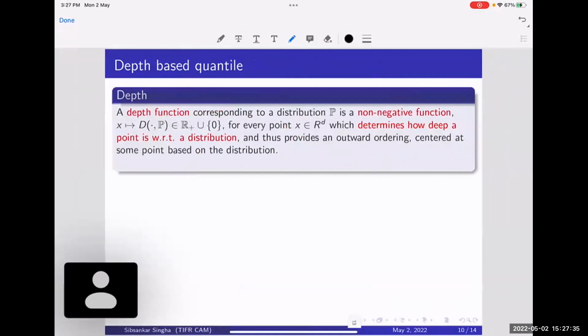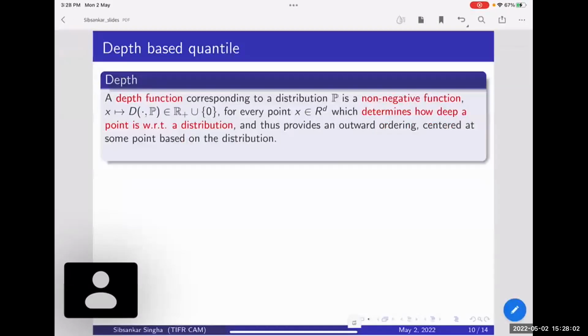Okay, now we'll be talking about another type of quantile, that is the depth-based quantile. Before that, let's understand what depth is. Depth is a non-negative function corresponding to a distribution which gives some sort of ordering of the data, or which determines how deep a data point is with respect to the data set, or in terms of distribution, how deep a point is with respect to that distribution. There is no unique definition of a depth function. In 2000, Zuo and Serfling gave this definition, that a depth function should satisfy these properties.